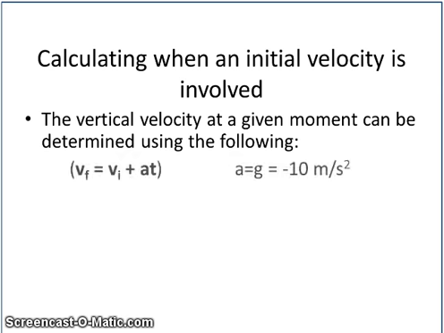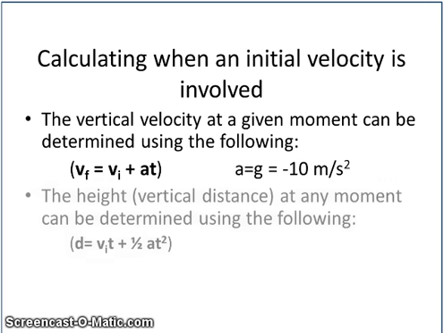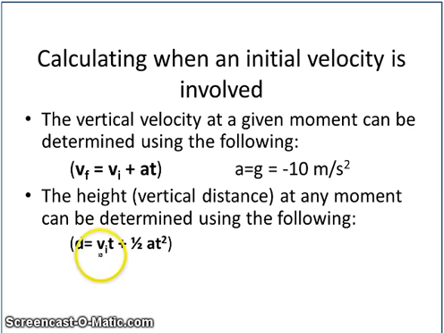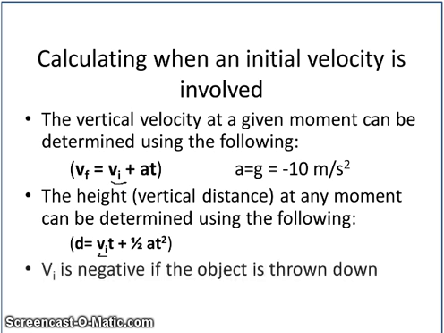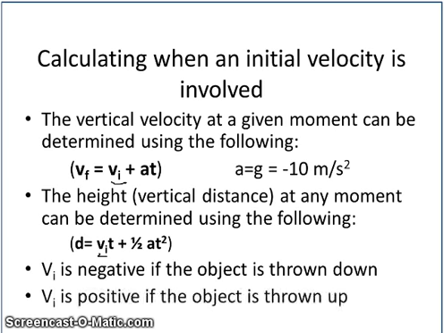The one for vertical velocity: Vf is Vi plus At, and the A is negative 10 meters per second squared. And then the distance, which is the height, the vertical distance, we use this equation, which we've already used. Now the difference here is that we're going to have a Vi. Before we did not have a Vi, and now we're going to have a Vi that's not 0 in both of these equations, because if you throw something up, it has an initial velocity. It's negative if it's thrown down. It's positive if it's thrown up.